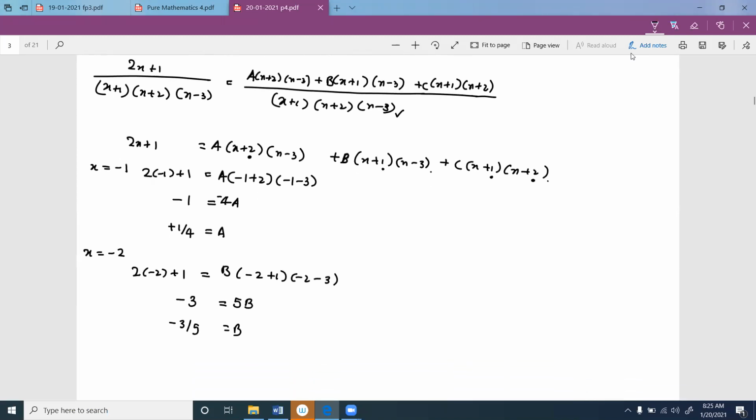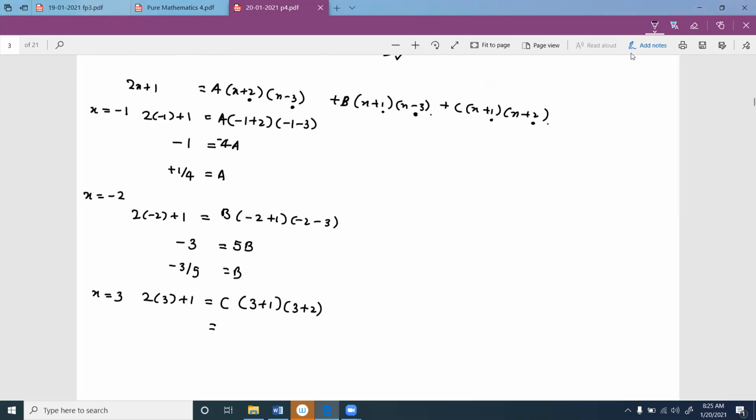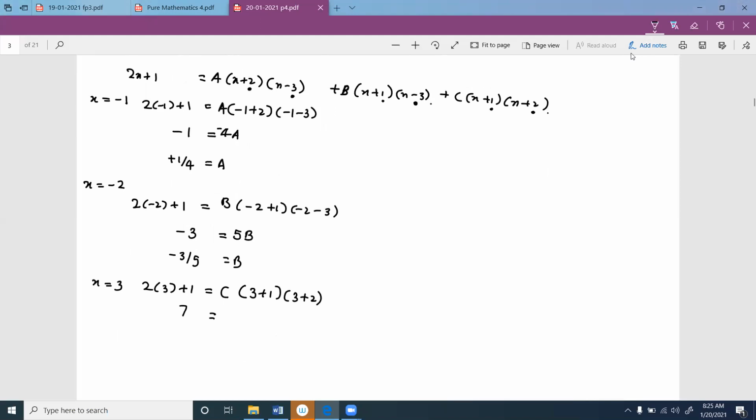Then if I need to find c, I have to see what is the common term for a and b. x minus 3 is common for them. Therefore, I just substitute x equals 3. So you can say 2 times 3 plus 1 equals c times (3 plus 1)(3 plus 2). So the left side turns to 6 plus 1, which is 7. This is 4 into 5, which is 20. Therefore, c becomes 7 over 20, right?